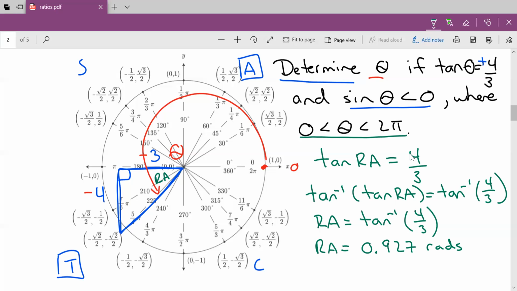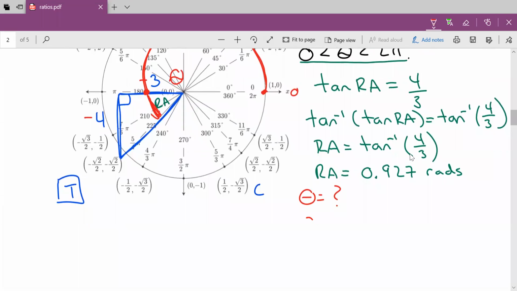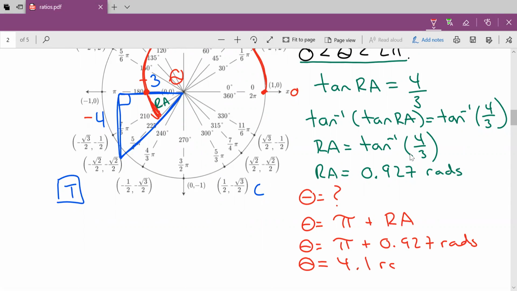Okay, so what is theta then? Well, theta, it's our red line here, goes from 0 to our reference angle. So to find theta, what's theta? Well, theta is going to go all the way to pi, right there, and it's this extra little chunk that is our reference angle. So theta is pi plus our reference angle. Theta is pi plus 0.927 radians. And we stick that in our calculator. And what do we get? We are going to get a value of 4. I'll round to the nearest tenth here, radians.